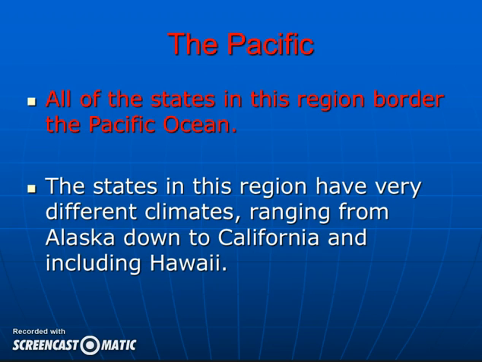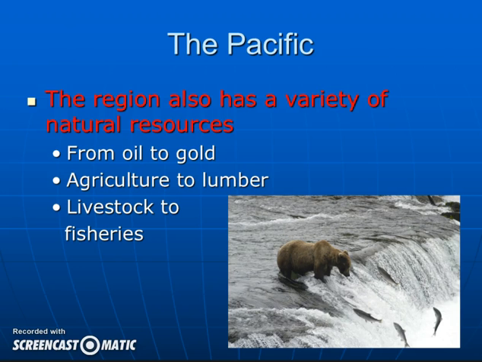The Pacific is our last region. All of the states that border the Pacific Ocean are part of this region. So they range from Alaska all the way down the coast to California, but you can't forget Hawaii. All of those states border the Pacific Ocean. When it comes to the Pacific region, they also have a variety of natural resources. From oil to gold, agriculture and lumber play a big part, even livestock and fisheries.